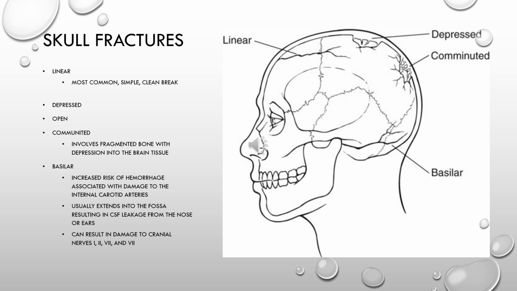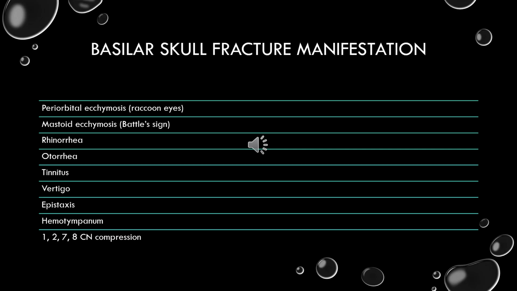Olfactory has to do with your sense of smell. Your optic has to do with your vision. Facial has to do with innervating parts of the face, and some to do with taste. And then, of course, your vestibulocochlear has to do with your hearing as well as your equilibrium. But that just gives you a quick rundown of what those cranial nerves do.